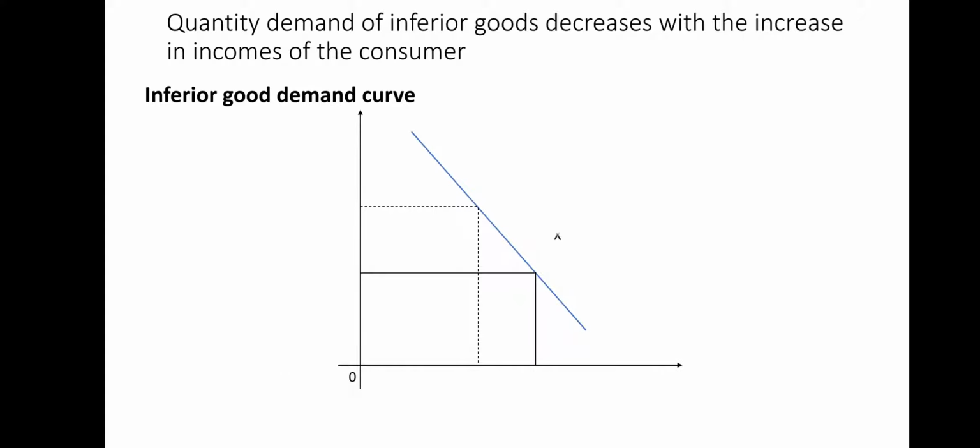Along the x-axis we have quantity demanded, and along the y-axis, income of the consumer. When consumer's income is Y, then quantity demanded is Q. Now consumer's income increases from Y to Y1, then quantity demanded decreases from Q to Q1. Now the demand curve will be like that, sloping downward from left to right. So there is an inverse relationship or negative relationship. Income of the consumer and quantity demanded for inferior good are inversely related, negatively related, and oppositely related. So this is income demand. Thank you.